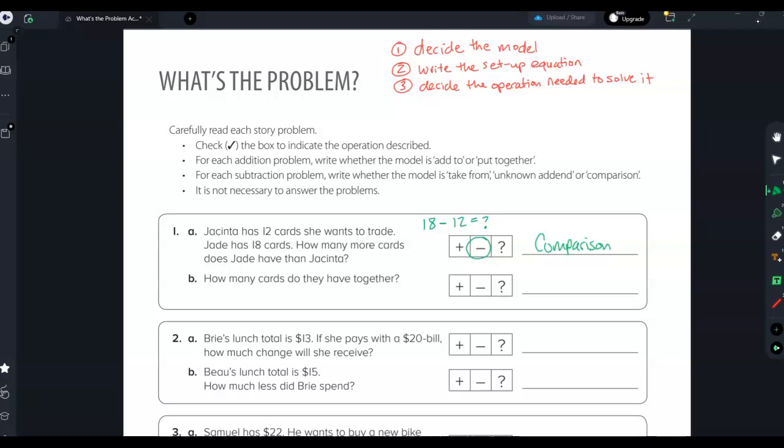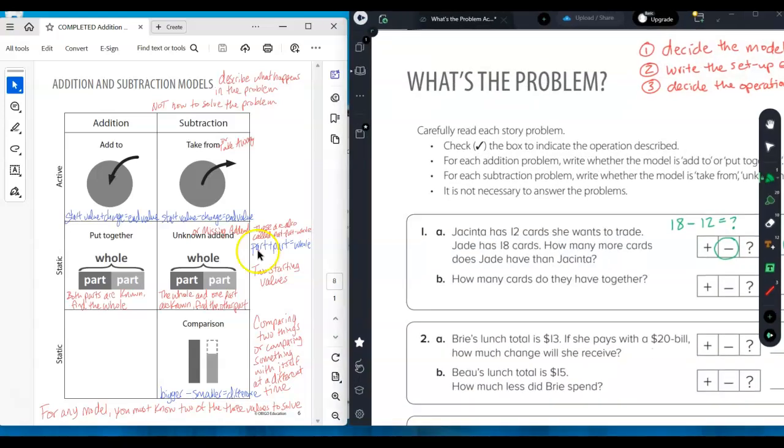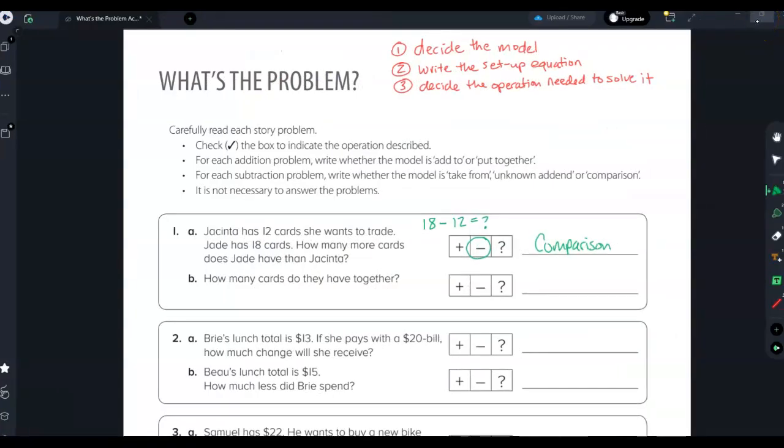Then if you look at part B, it says how many cards do they have together? So now the two separate things that we have, I'm no longer comparing them, I'm actually putting them together. And so this means that this is a part-whole problem. And for those set of equations, it's always one part plus another part equals a whole. So of course, I know the two parts this time. I know both what Jacinta has and what Jade has. So this should be 12 plus 18 equals, and I'm trying to find the whole, what they have together. If you did 18 plus 12 equals question mark, that's also correct here. So either one would be fine.